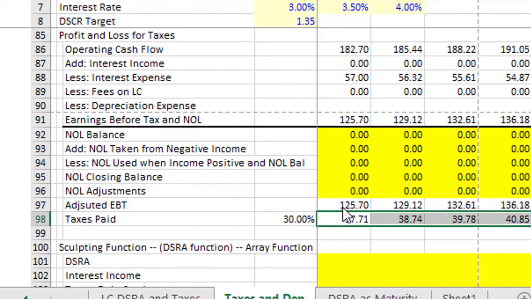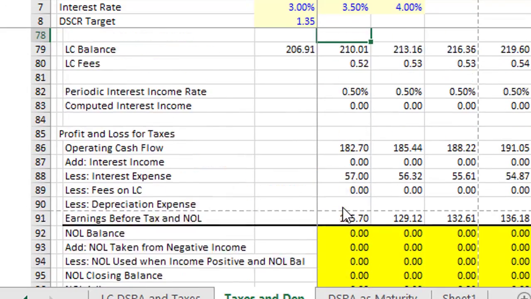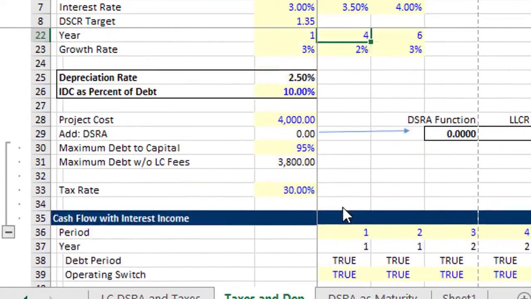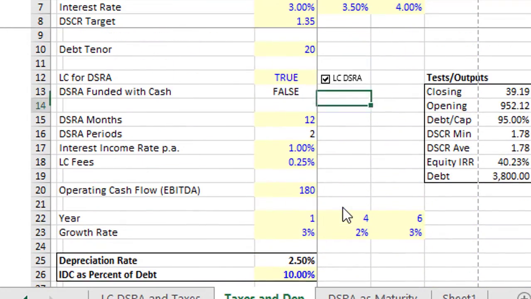Okay, so there are our adjusted taxes. Now let's put in a much lower EBITDA if I can find one. Can you help me find this?